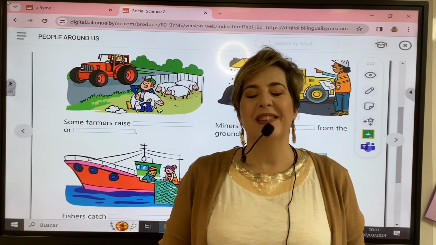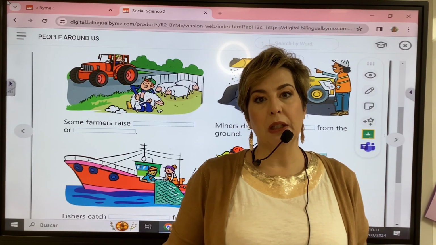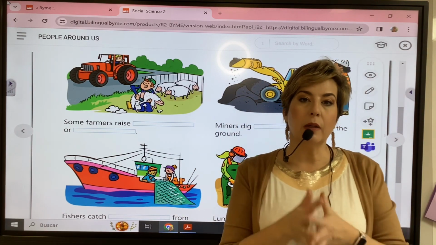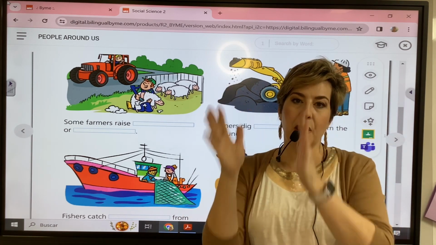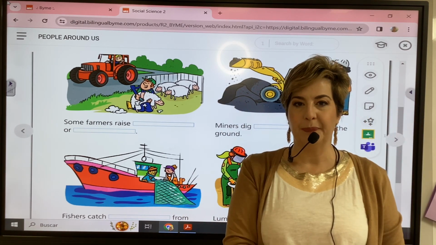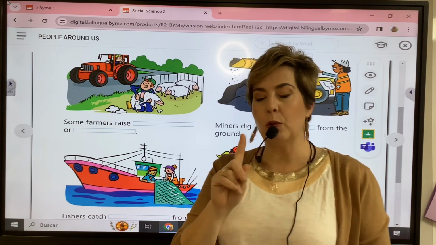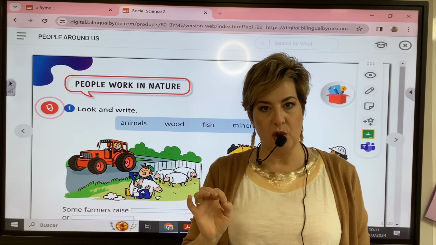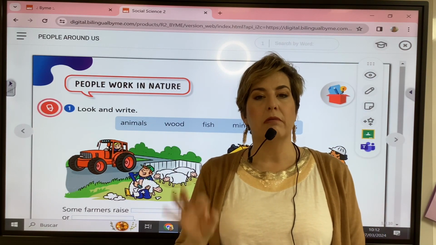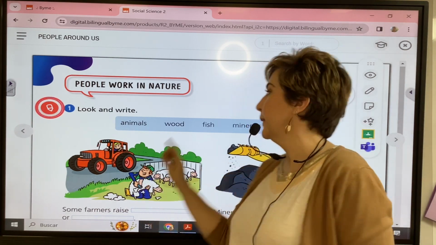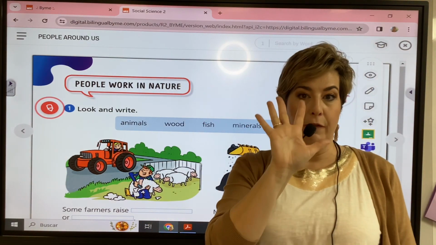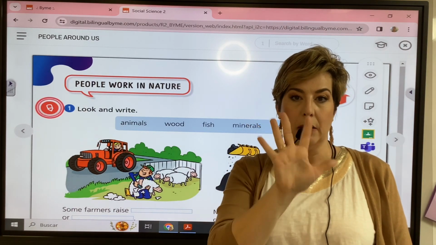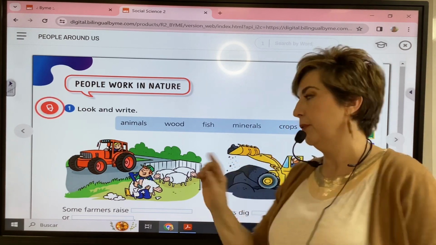Hello everybody, this is Social Science Unit 4 and we are going to talk about jobs and we are going to classify jobs in three different groups. Let's begin. The first group is going to be people who work in nature and all the jobs related to those people. And we have studied 5 jobs. In English, they are divided in 4, but in Spanish, we classify them in 5.